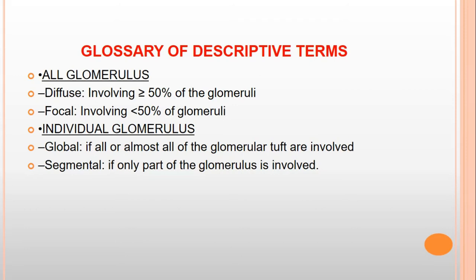Okay, the descriptive terms for glomerular disease: diffuse and focal. Diffuse means involving more than 50% of the glomeruli. Focal means involving less than 50% of the glomeruli. Suppose we take a piece of kidney on a slide for microscopy, and there are 6 glomeruli. If 4 glomeruli are involved, it indicates diffuse glomerular disease. If fewer than 3, it is called focal glomerular disease.